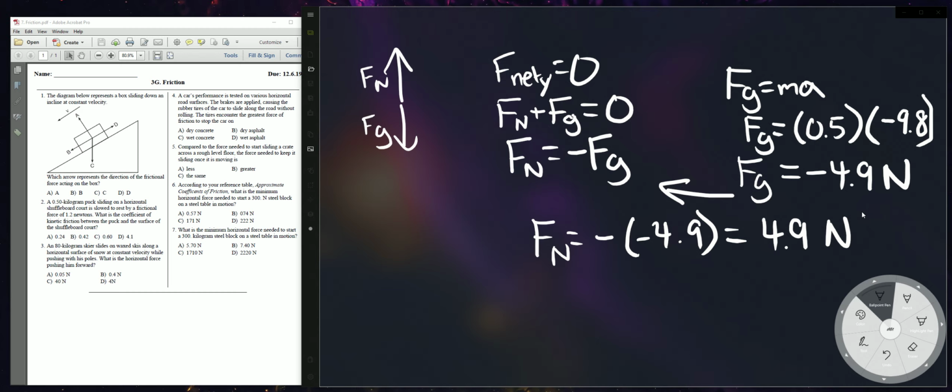Alright, and so that's your normal force. Well, we're still not done, because we want to solve for our coefficient of kinetic friction. Let's go back to our formulas again.